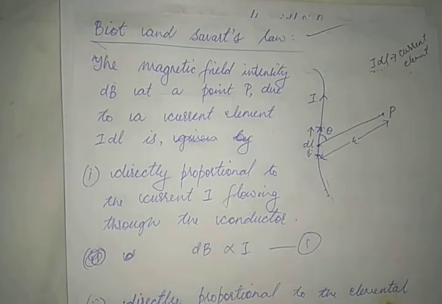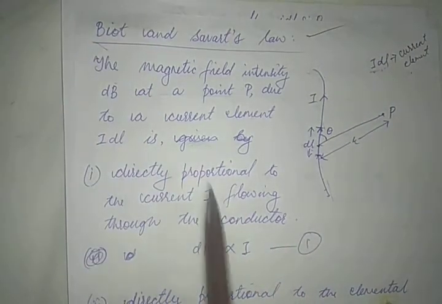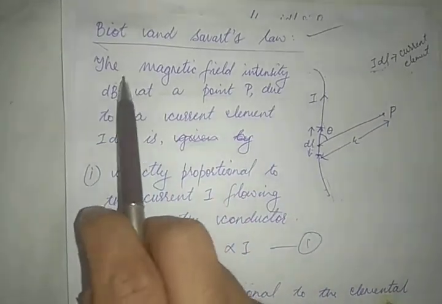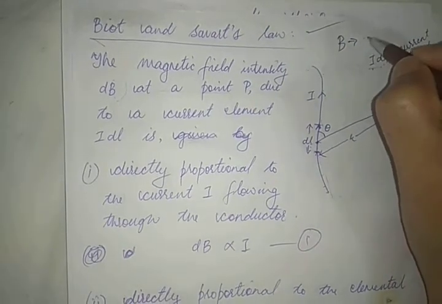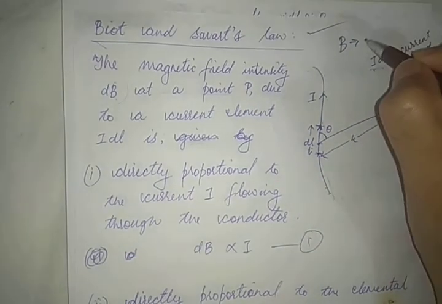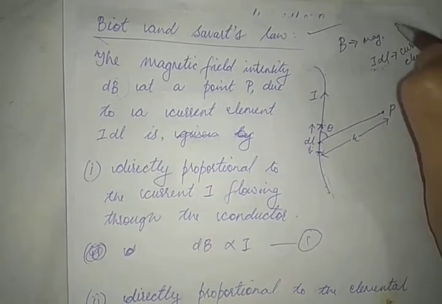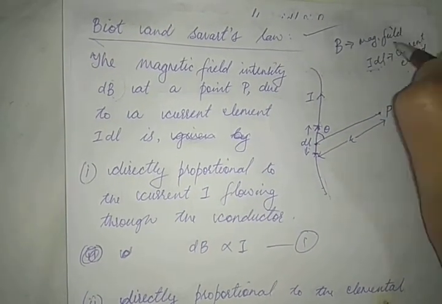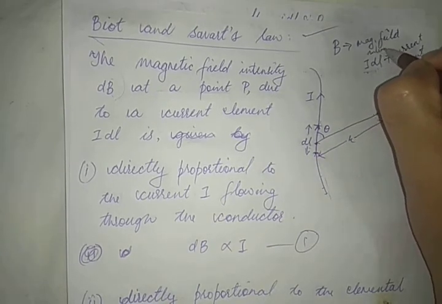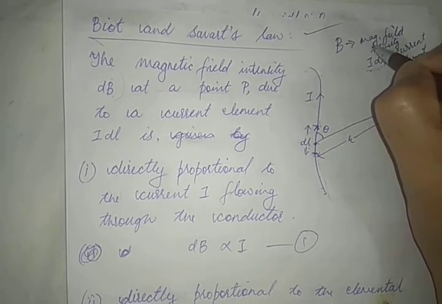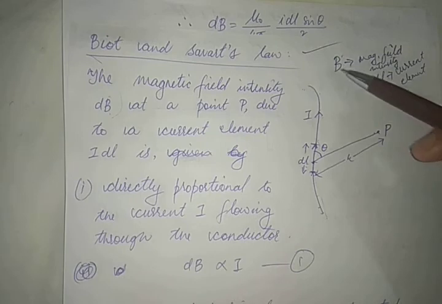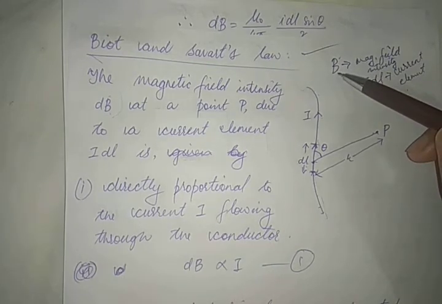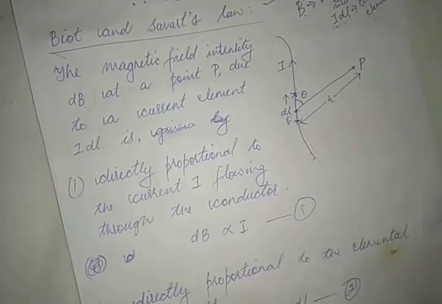All right, so let us look at the law. The magnetic field intensity dB, remember capital B will denote your magnetic field intensity, like capital E denoted your electric field intensity. You later on see that this capital B is called by other names as well. It is also called magnetic induction. B is also called magnetic flux density.